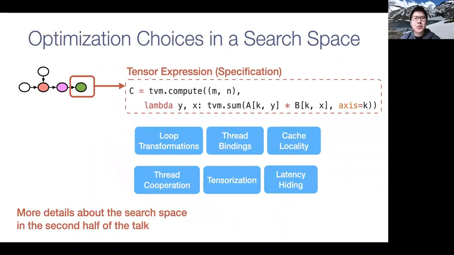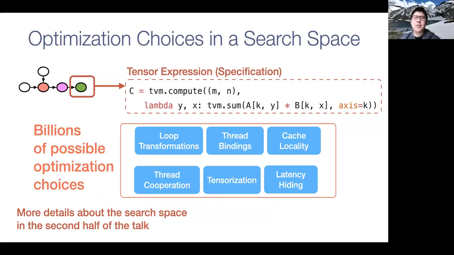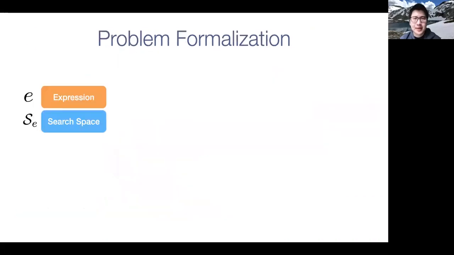So the idea is we will try to build a search space of billions of possible optimization choices, and then try to use an algorithm to automatically search over that search space to find the best possible optimization for that particular tensor operator. So to formalize the problem a bit, we can use E to denote the expression and S of E to denote the search space.